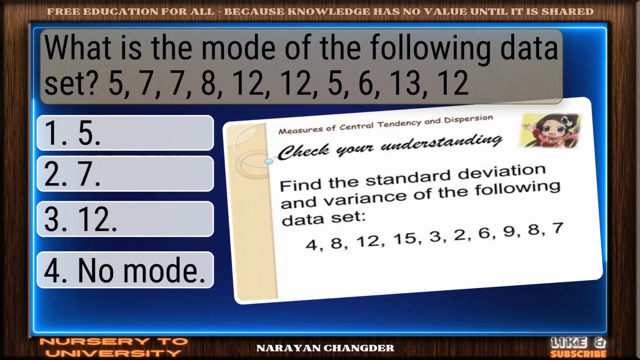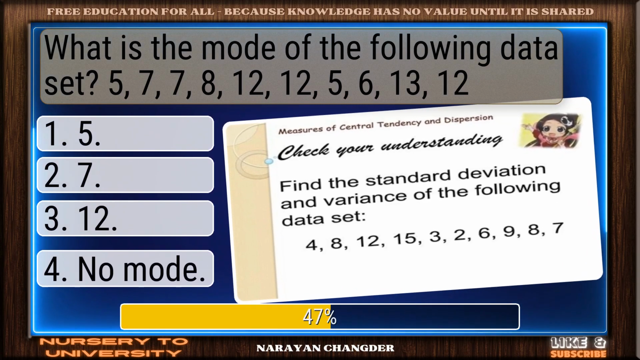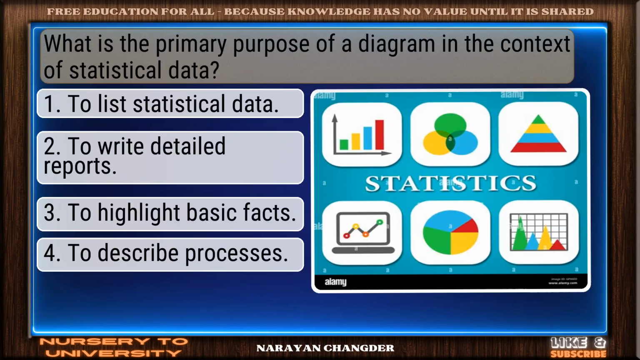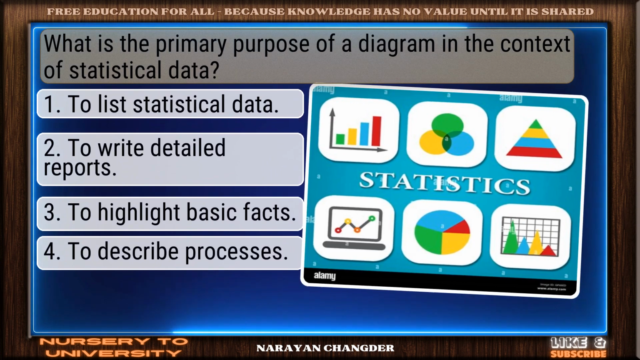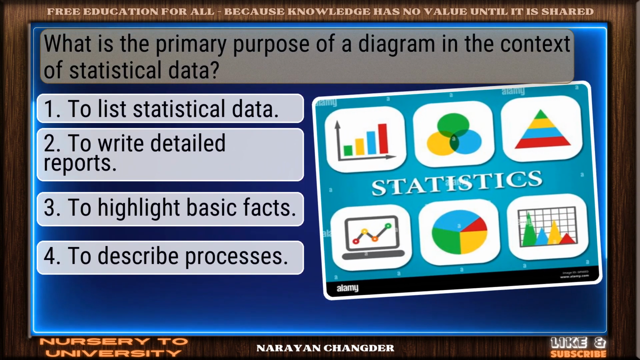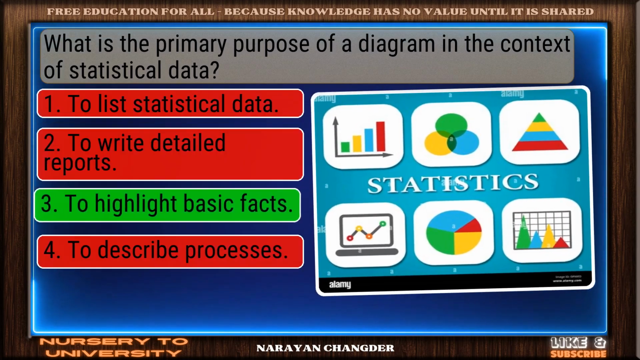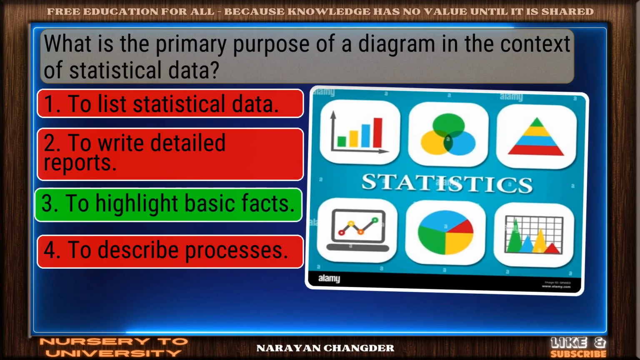What is the mode of the following data set? 5, 10, 7, 8, 12, 12, 5, 6, 13, 12? Right again. 12 is valid. What is the primary purpose of a diagram in the context of statistical data? Well picked. To highlight basic facts is correct.